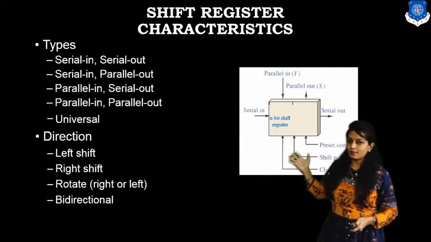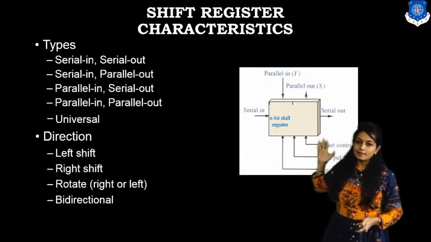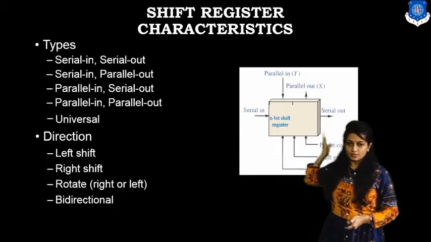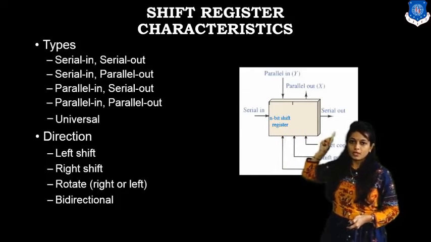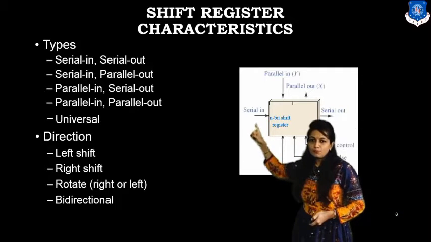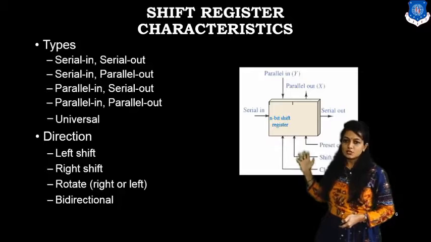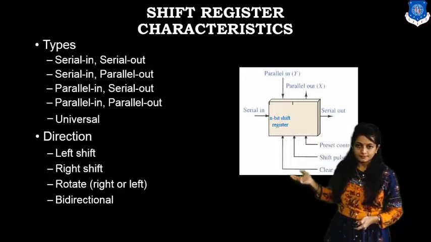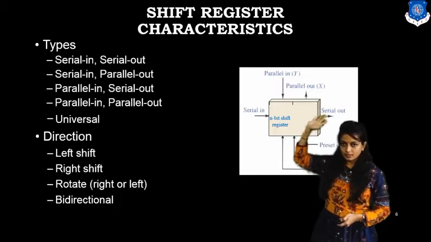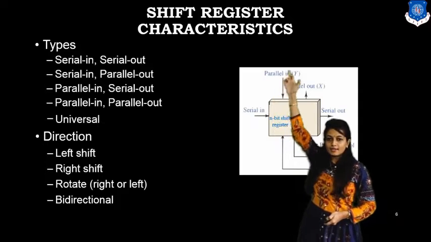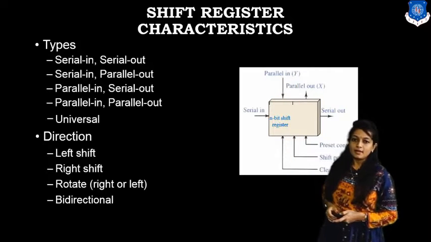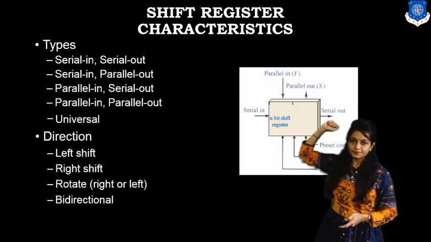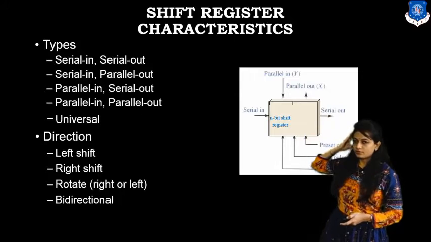This is the block diagram of how it looks. This is the n-bit shift register in which a serial input is there and a serial output is there: single input, single output. Now, for serial input, parallel output, it consists of a single input and multiple parallel outputs. Then parallel input, parallel output. And parallel input, serial output.